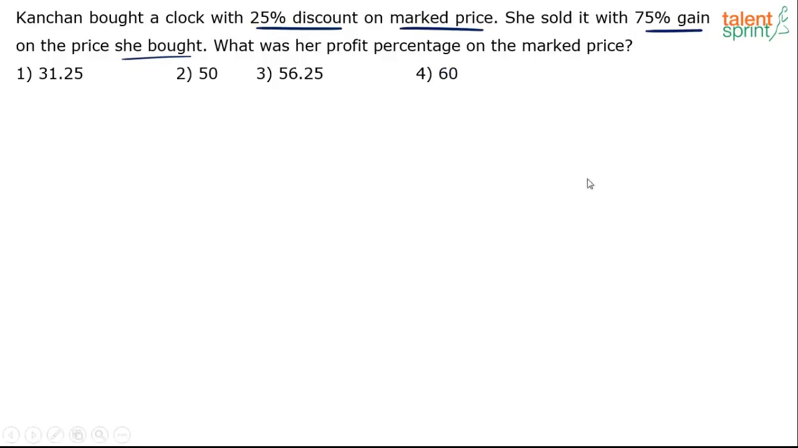Remember, he's asking us to find out the profit percentage on the marked price. On the marked price, you have to be careful. What is the profit percentage with respect to the marked price, the original marked price? That's the question here. Now, since the question is percentage based, it requires a percentage based answer, right? You can always assume that the initial value was 100 rupees and do the calculation accordingly, right?